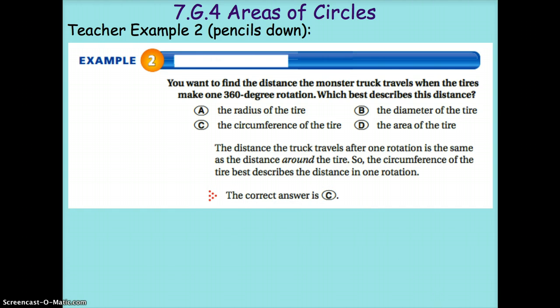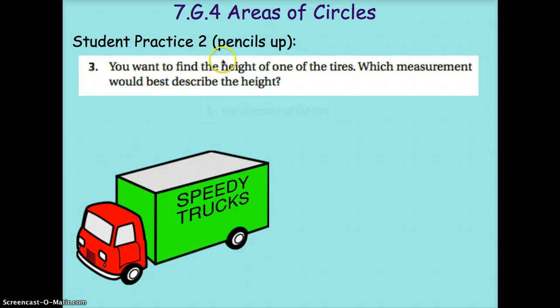Okay, let's take a look at student practice 2. This one should be a nice quick one. You want to find the height of one of the tires. Which measurement would best describe the height? Now remember, I'm not trying to actually find the height. I'm trying to think of what I would be looking for in order to do so. So go ahead and press pause while you think. Press play when you're ready to see your answers. Okay, welcome back. If we take a look, the height of the tire is going to be from top to bottom. So we're looking at that height there across the entire circle. So obviously that is going to be the diameter of the tire.